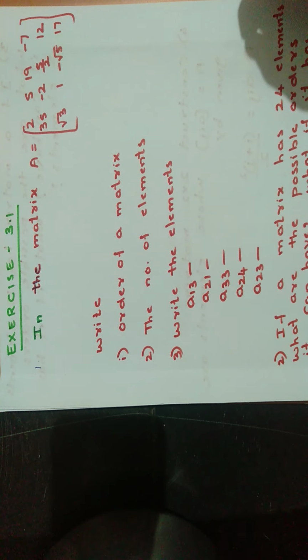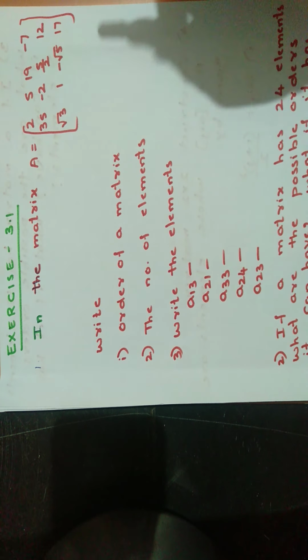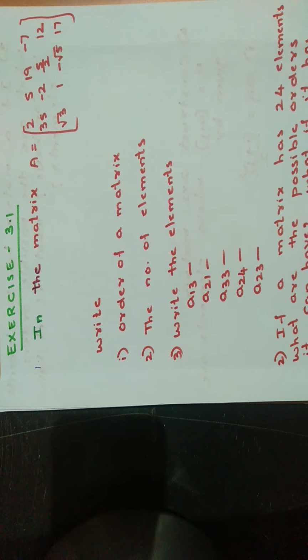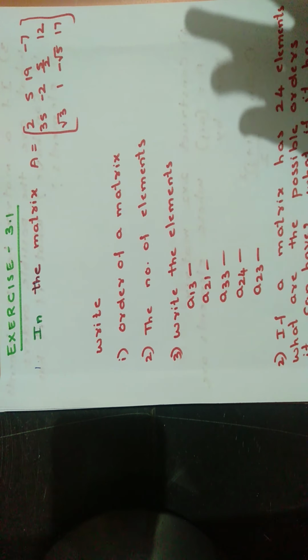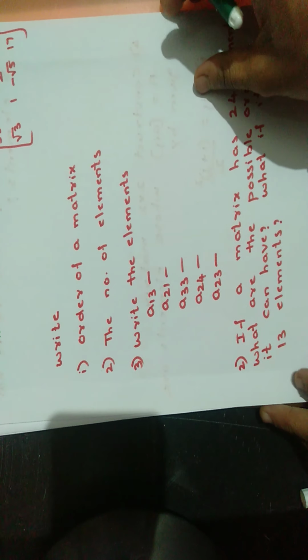So, first example. In the matrix A is equal to 2, 5, 19, minus 7, this is the first row. 35, minus 2, 5 by 2, 12, that is the second row. Root 3, 1, minus root 5, 17, this is the third row. So this is the given matrix. First question, write the order of the matrix.